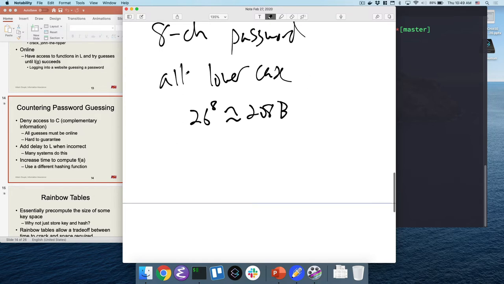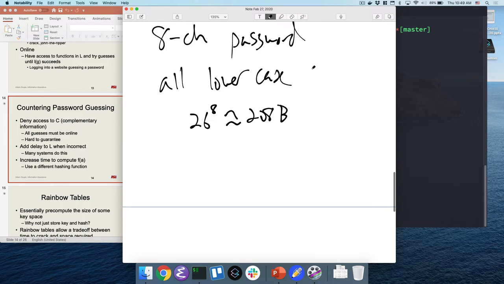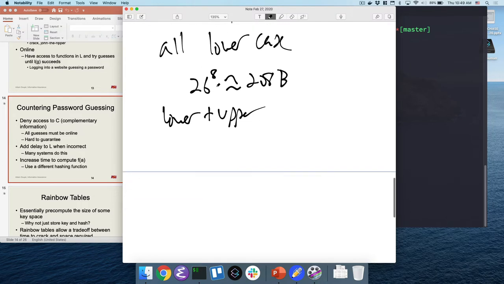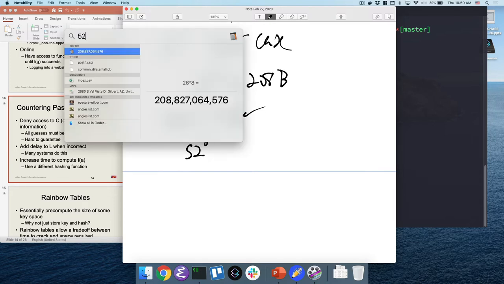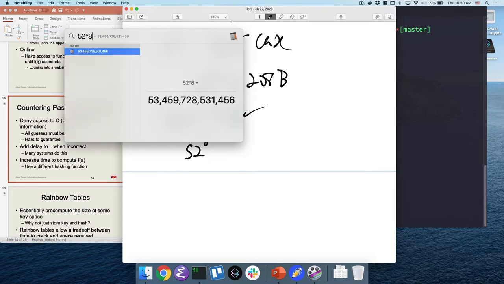And now what about if I said an 8-character password, now let's say lower plus upper, right? So we require at least one uppercase character. You don't actually know where it is, so you have to kind of brute force all of them. Maybe you can restrict it a little bit, but let's just think, okay, we have to brute force now all lowercase and uppercase characters. 52 to the 8th, which is 53 trillion.